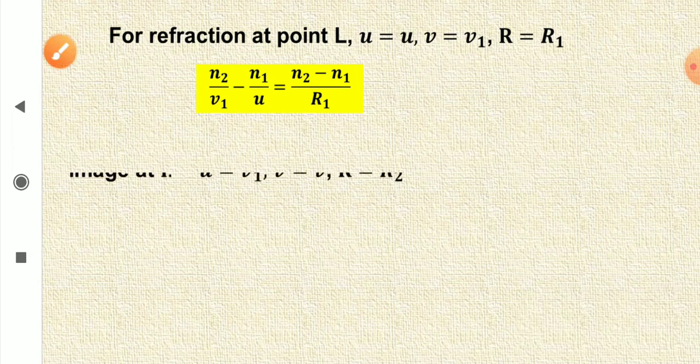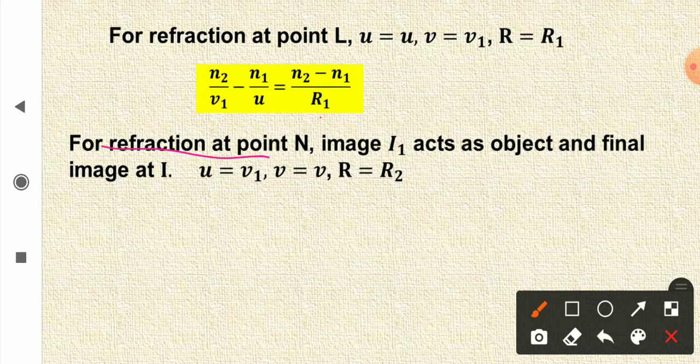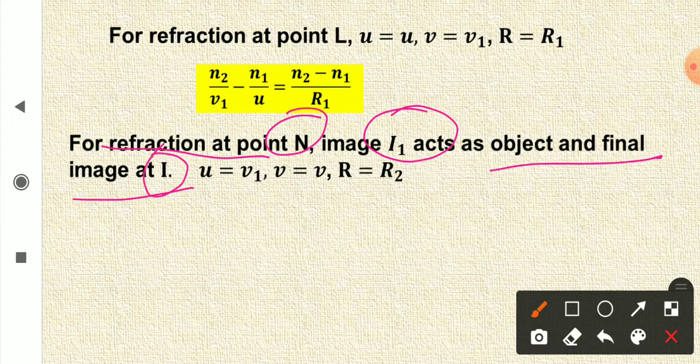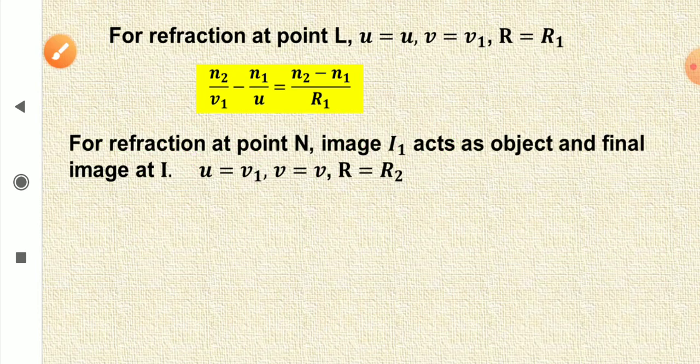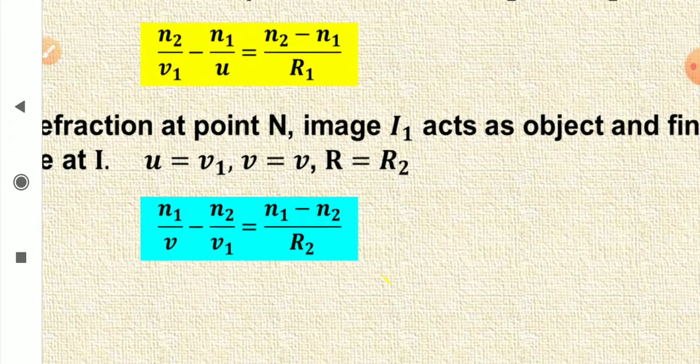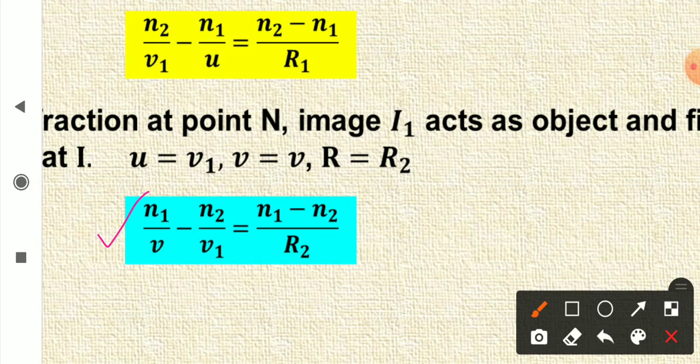And now, for refraction at point N, image I1 acts as object and the final image is formed at I. So object distance is equal to V1, image distance is V, and radius of curvature is R2 for the second refraction, which is from denser to rarer medium. So now the formula has changed. Here N1/V - N2/V1, where in place of U I have placed V1, is equal to (N1 - N2)/R2.